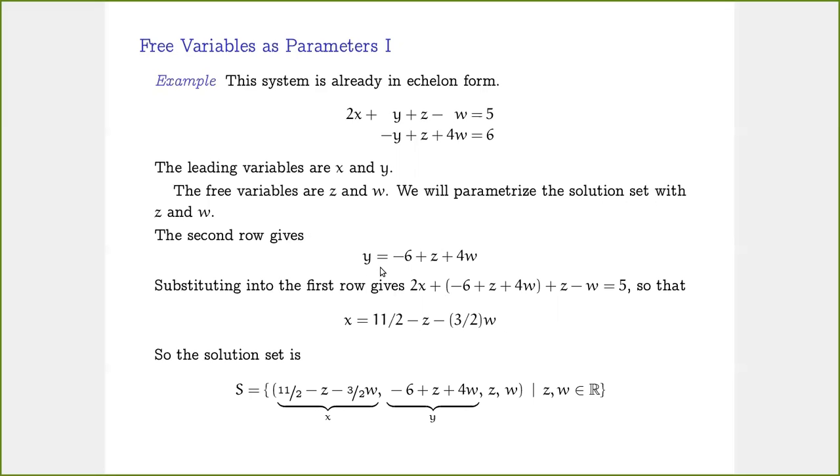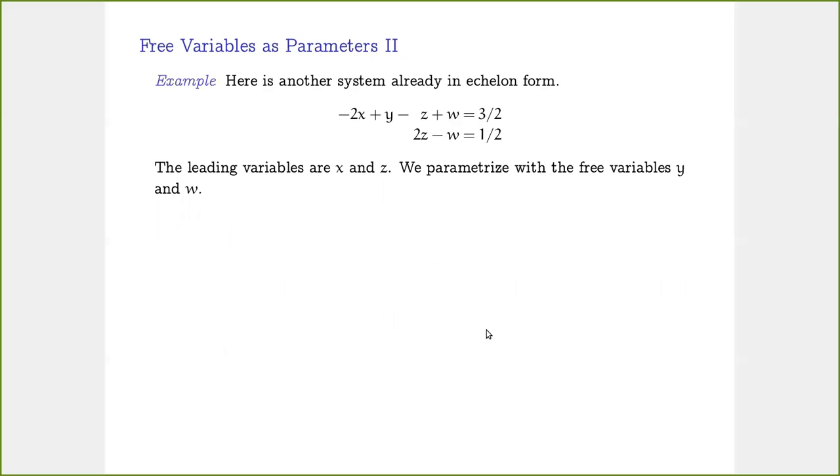Now, these two equations allow us to write down the solutions, which are going to be 4-tuples, 4 numbers. And I can choose z and w. There's no constraint. I can choose z and w to be anything. And so the x term is 11 halves minus z minus 3 halves w. The y term is written here, and then z and w. So this is similar to the previous form. Now you might think that the free variables are always the last two, and so the following example is a counterexample to that.